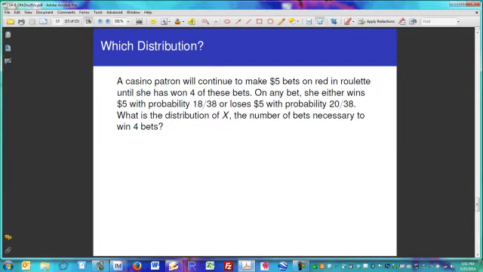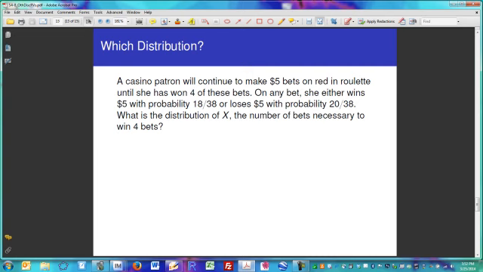Okay, let's finish off by taking a look at applying these distributions to understand a certain setting. Let's take a look at this first example. A casino patron will continue to make $5 bets on red in a roulette until she's won 4 of these bets. On any bet, she either wins $5 with probability 18/38 or loses $5 with probability 20/38. So what's the distribution of X, the number of bets necessary to win 4 bets?